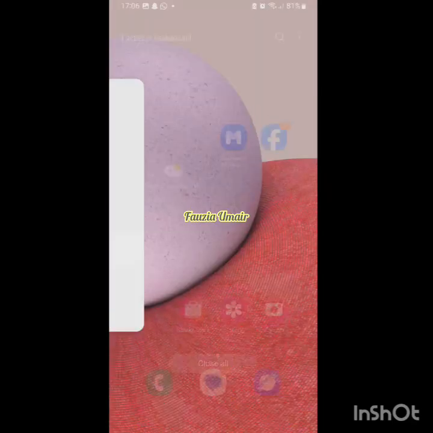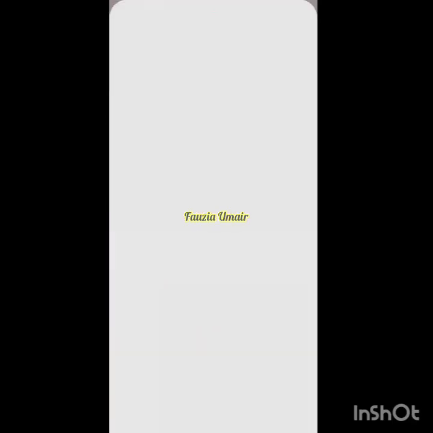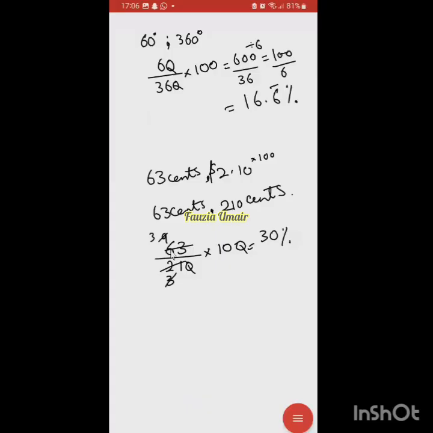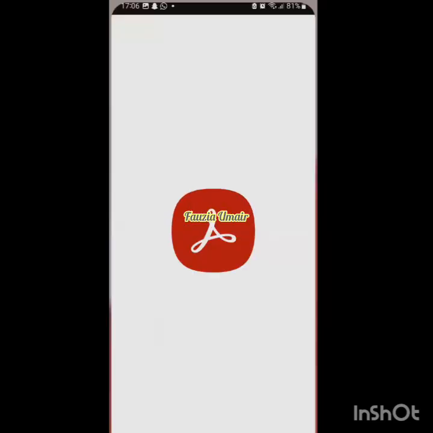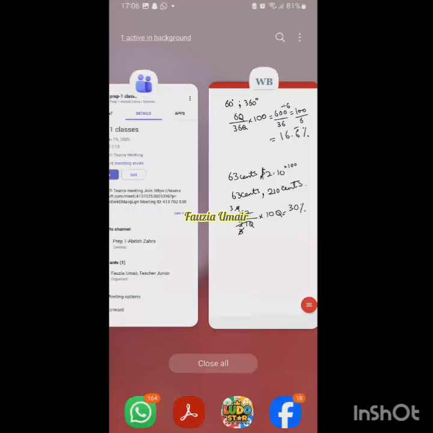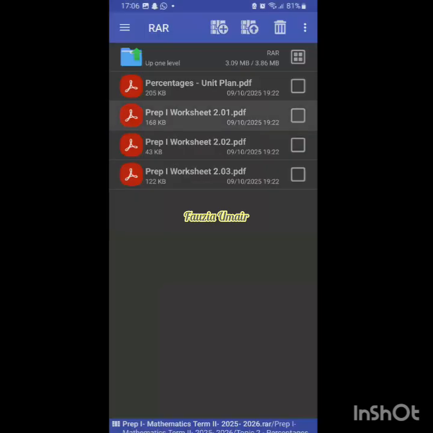Oh, where is the whiteboard? Ma'am, we were having the worksheet. Oh, we were having the worksheet. That's why I was thinking, where is the document? Oh, it's closed. There was some error.